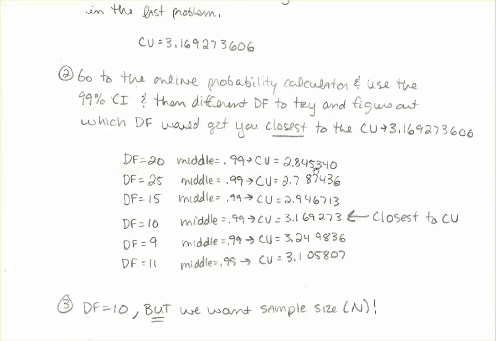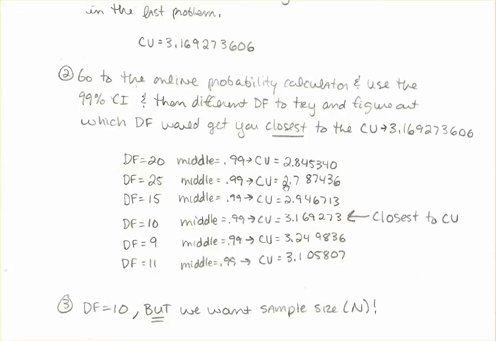So that wasn't correct. So I said, let's just jump up 5 and see what happens. So I did degrees of freedom 25, middle 0.99. Critical value, in this case, was 2.78. Well, the thing we're trying to get is 3.16. We went down, so it looks like going up in degrees of freedom isn't working. So instead, let's try going down. Going up actually made this go lower.